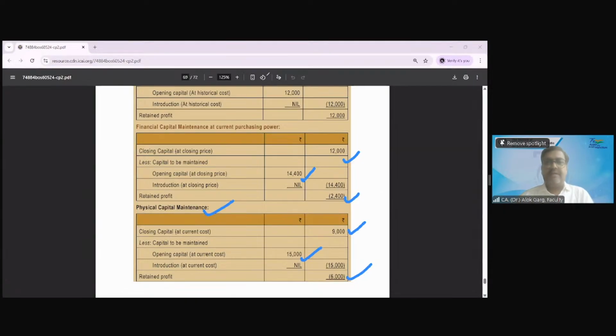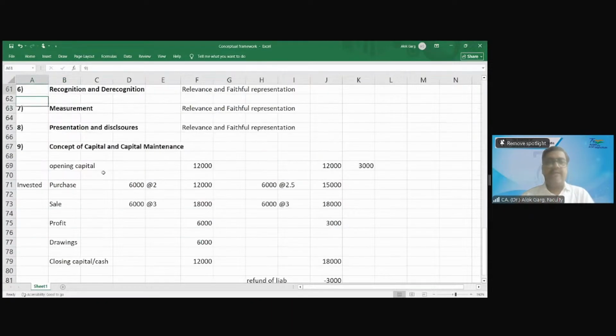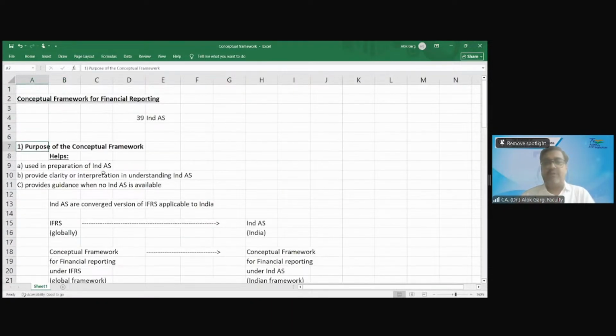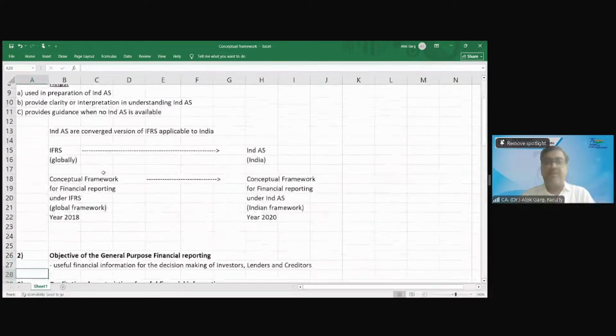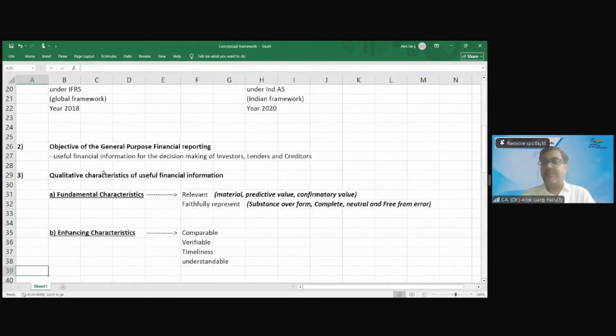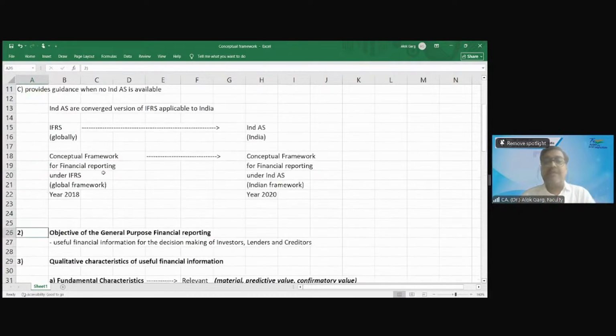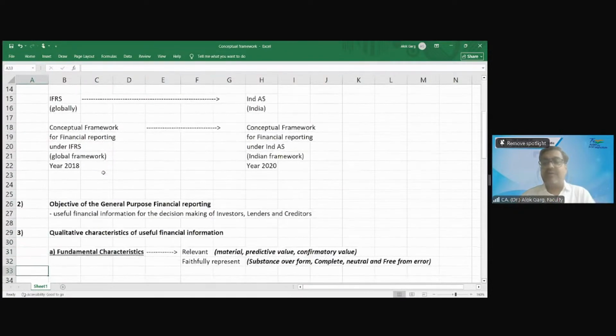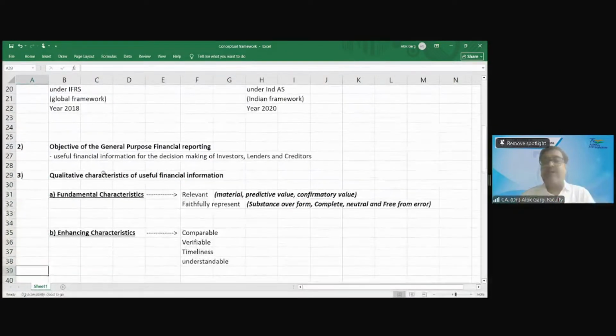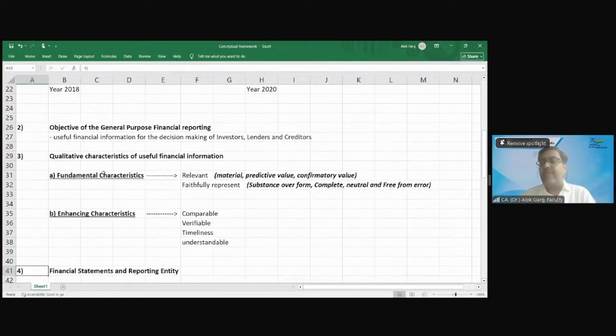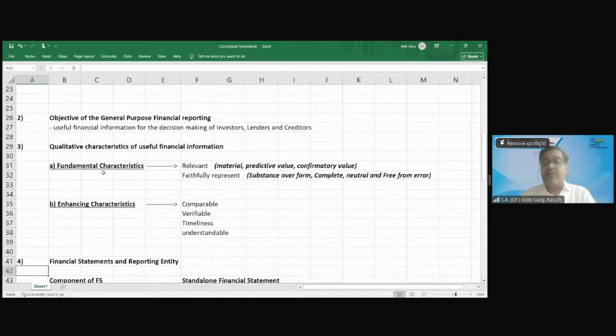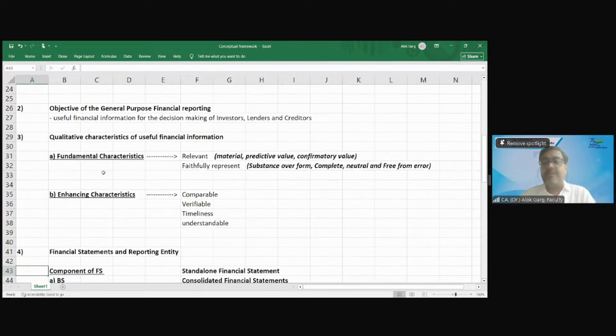My dear friends, again, coming back to this Excel file. Friends, we started with the conceptual framework of financial reporting. We discussed what was the purpose of the conceptual framework. Then we discussed the objective of general purpose financial reporting. We discussed the qualitative characteristics of useful financial information. And we talked about fundamental and enhancing. We talked about relevant and faithful representation. We talked about comparable, verifiable, timeliness, and understandable.